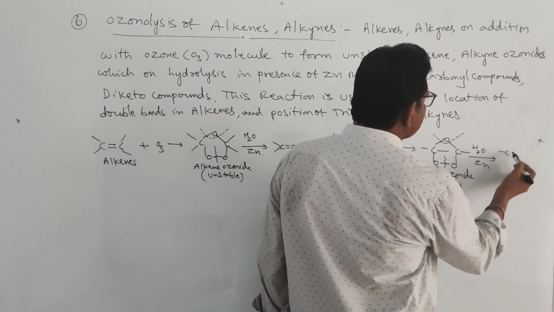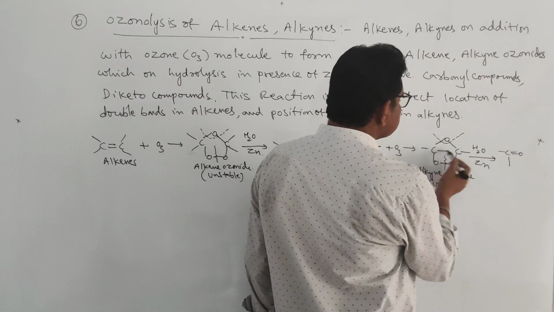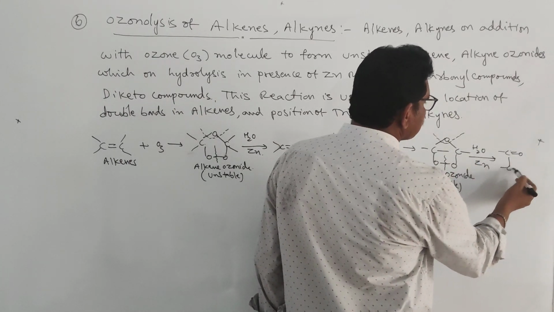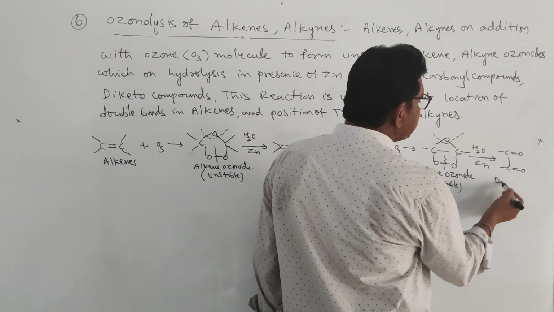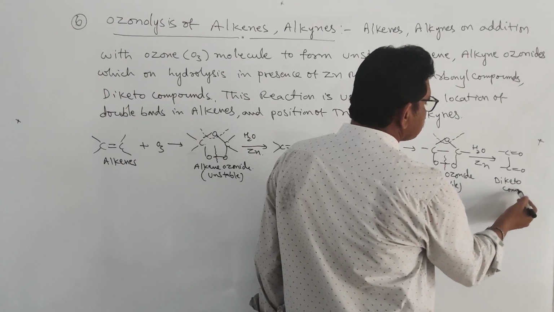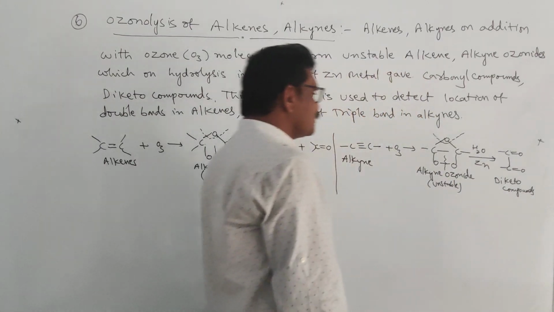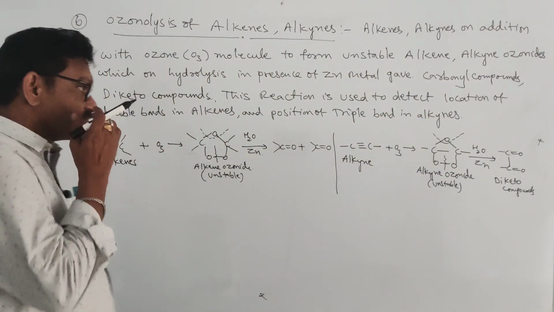Ultimately you are getting diketo compounds. C double bond O, C double bond O. These are called diketo compounds. This is the general reaction, you remember, diketo compounds. Students, you write down.